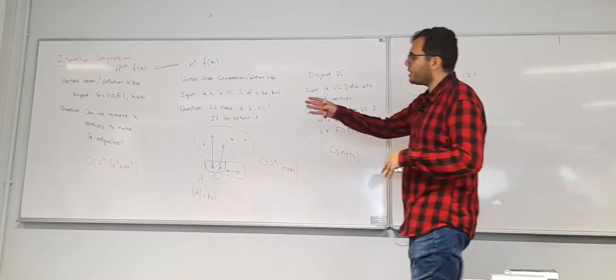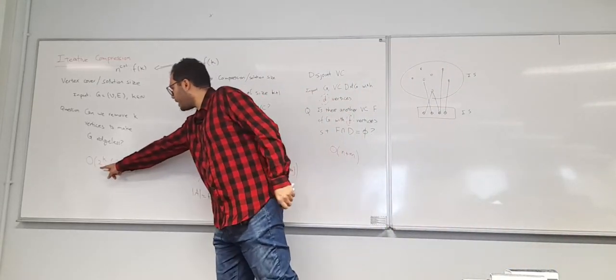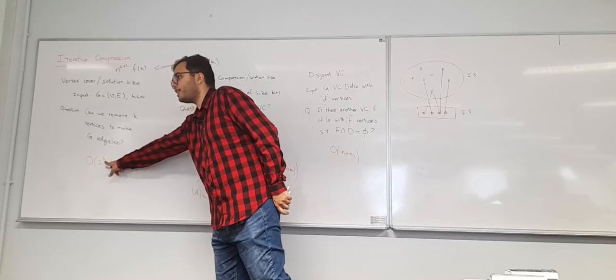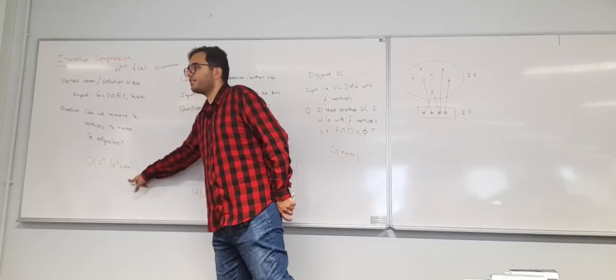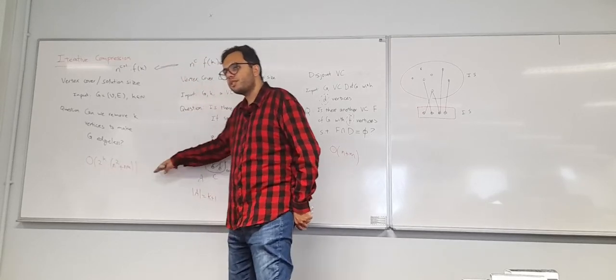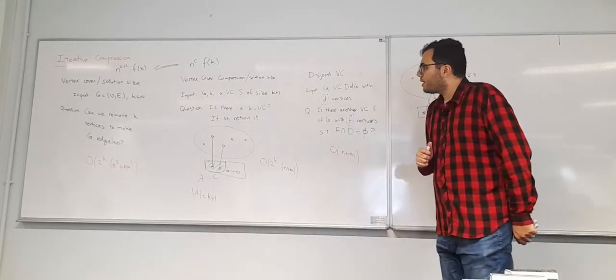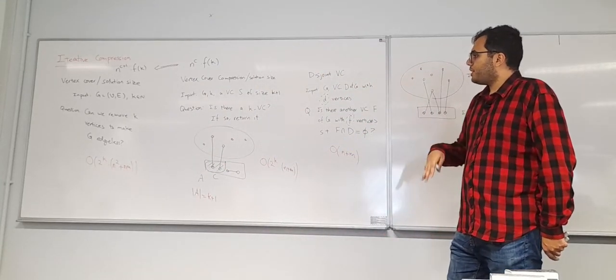So for vertex cover, using branching, we already had an algorithm that took 2 to the power of k, and here it was linear instead of quadratic time. So this is already worse than branching. But I want you to see the general idea here.